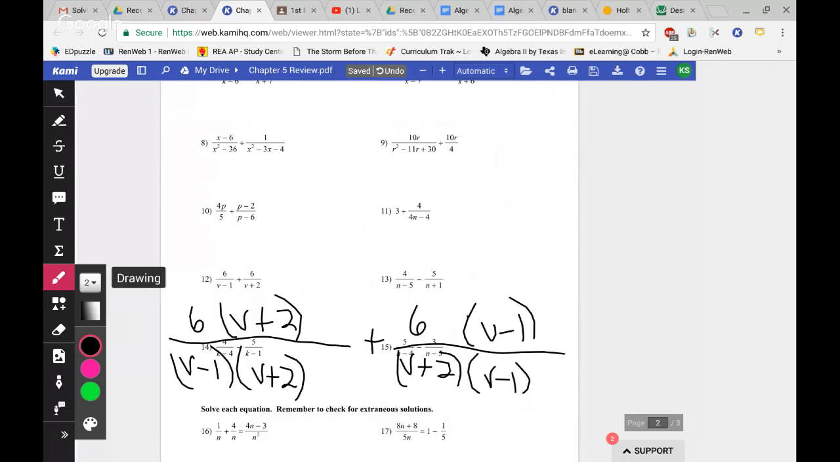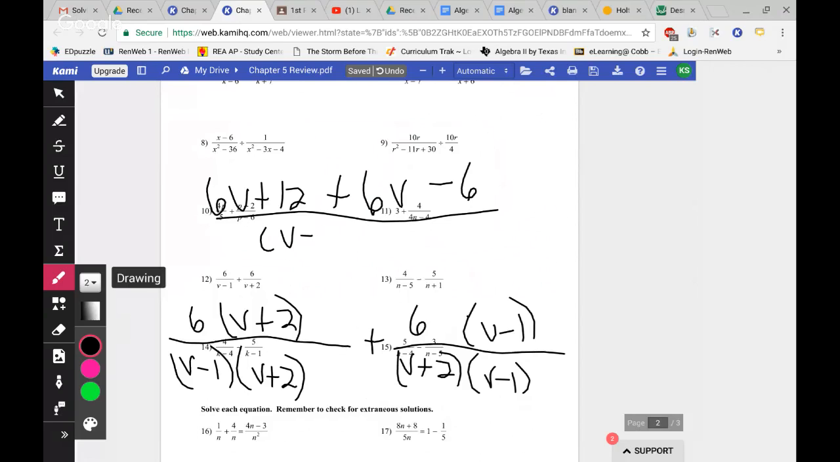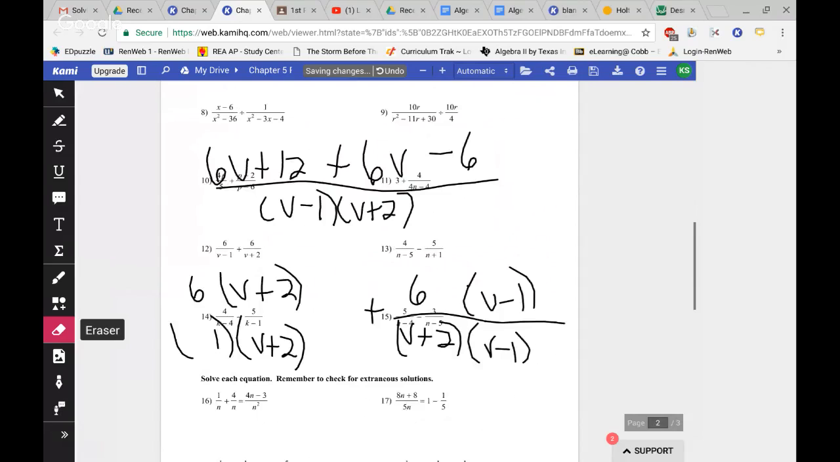So now what I'm going to do is distribute that 6 here at the beginning. And I've got 6v plus 12. And then I'm going to distribute the 6 over here, which is going to give me plus 6v minus 6 all over the denominator that I've created. I'm going to erase some of this so I can work down. I hope I'm not messing anybody up by erasing that work. Hope y'all got it. But this way I can move down.